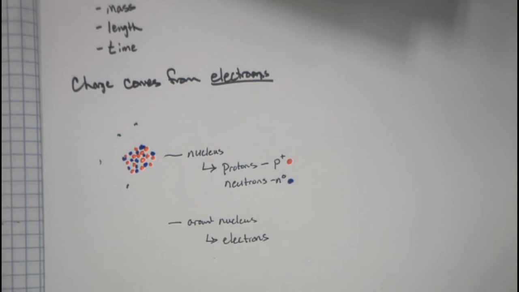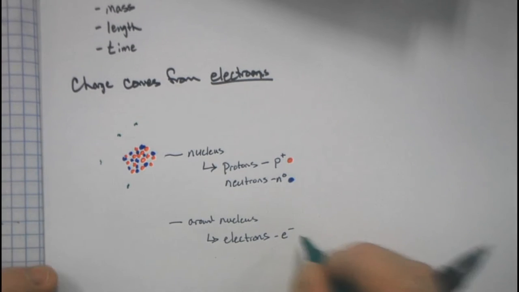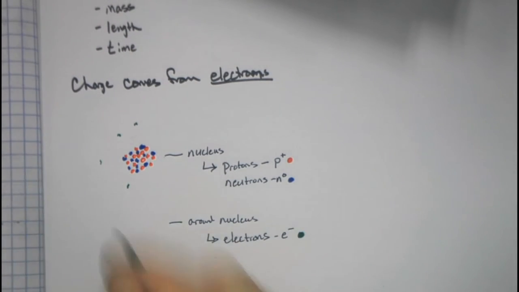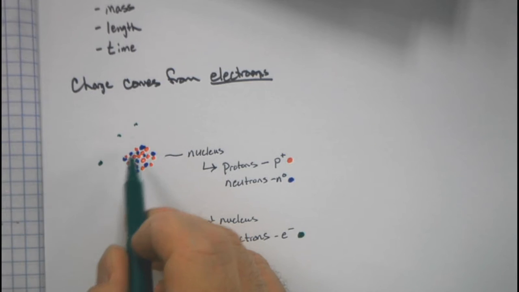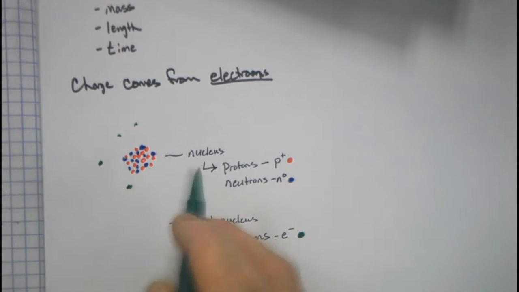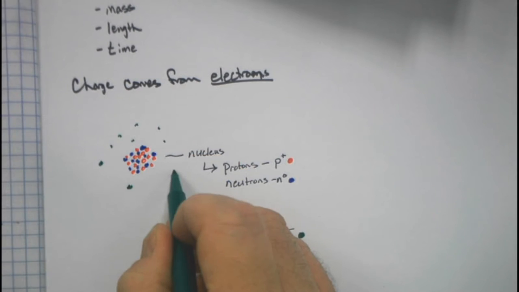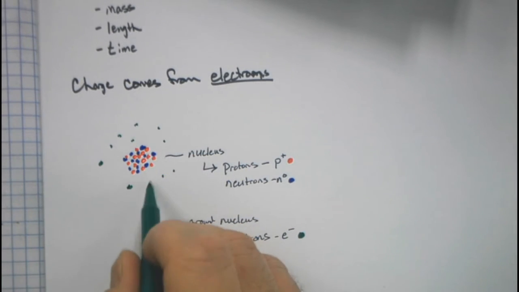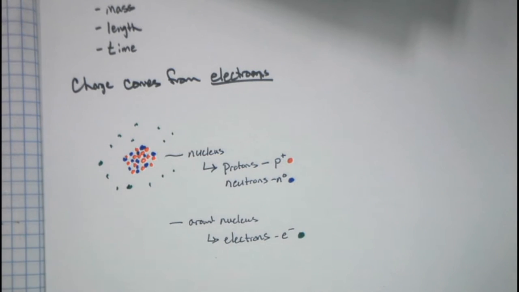Around the nucleus we have electrons. That is e minus, and I'll draw those green. Now, if this is a normal atom, we're going to have a balanced amount of charge on this thing. How many reds did I draw here? 5, 6, 7, 8, 9, 10, 11, 12, 13, 14. So this is going to have 14 electrons around it. There is a pattern to how they're distributed, but again, that's not our worry right now.